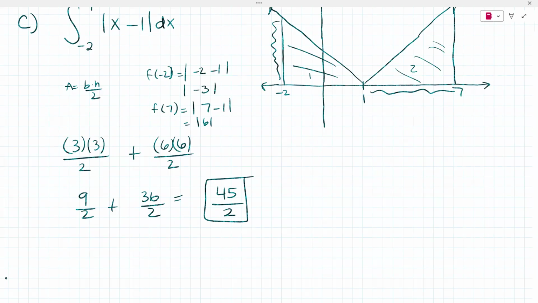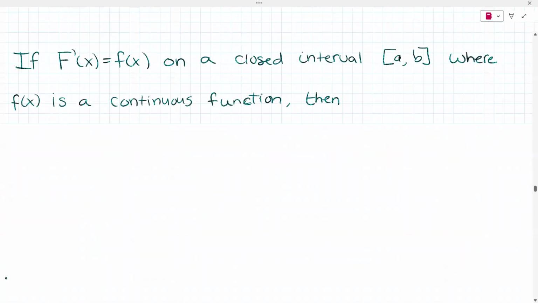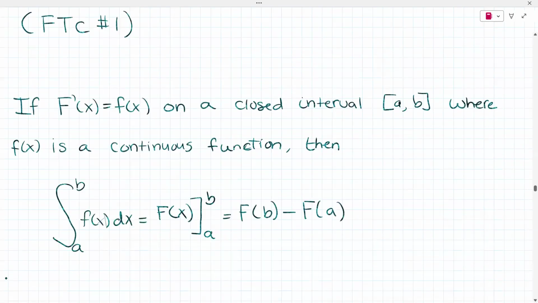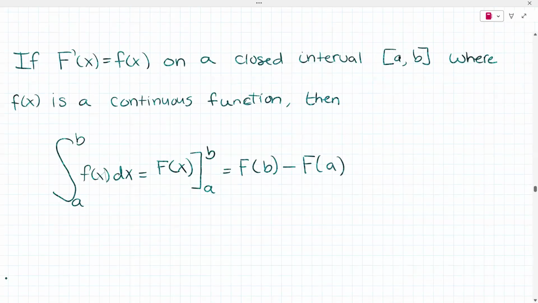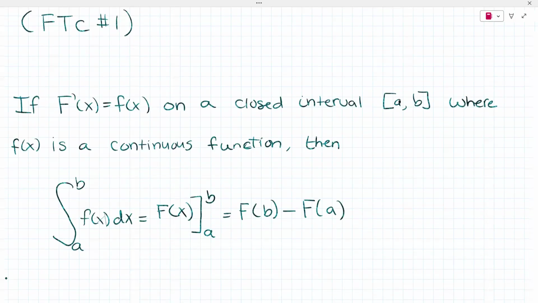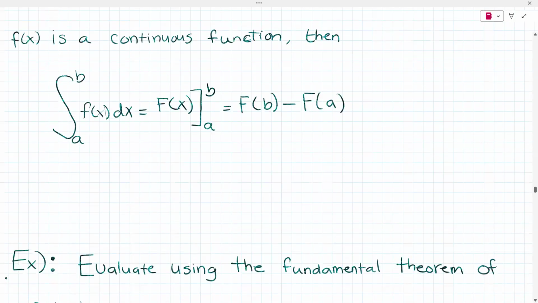Okay, so right now we have done fundamental theorem of calculus number 1, FTC number 1. If F prime of x equals f of x on a closed interval from a to b, where f of x is a continuous function, then this is your fundamental theorem of calculus. Remember, integration is like going backwards. Integration is the antiderivative, so you can just go backwards. And then you just apply the upper minus lower.